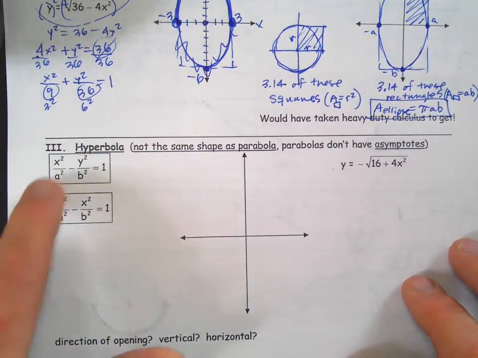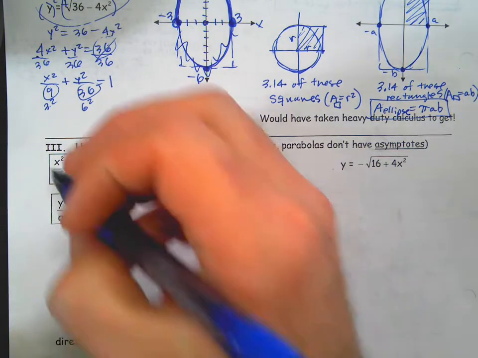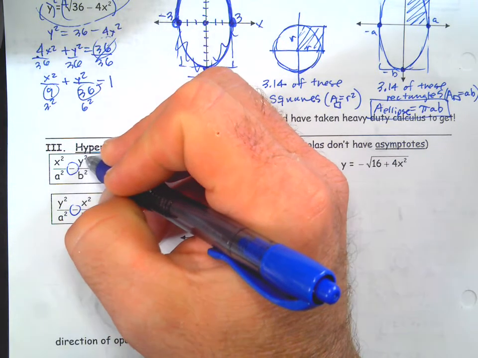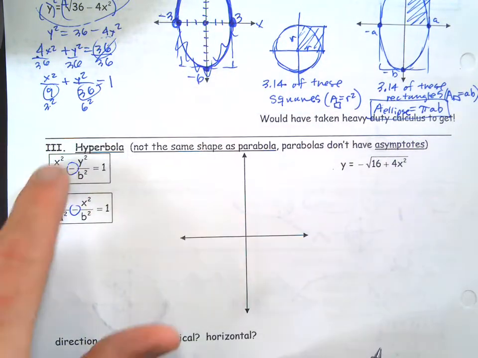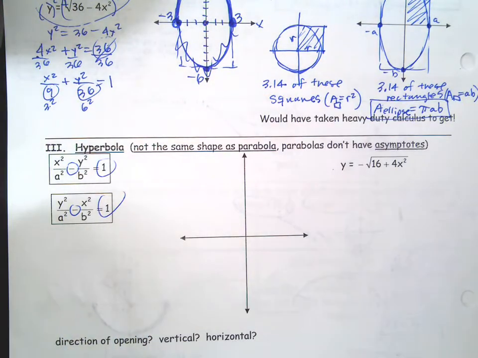Hyperbolas are usually written in this kind of form. They look a lot like ellipses, but they have different signs. And the negative could be with the y squareds or the x squareds. A lot of times we write the negative as the second one, and then we usually write a 1 over here.